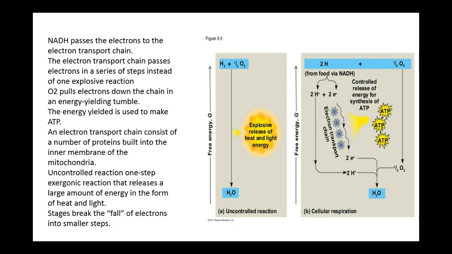And this is the graphic about this electron transport chain. It is a series of steps, a series of steps down an energy gradient. So you're going from a high energy to a lower energy in little manageable ways. And so it's a series of steps instead of one explosive reaction, and that's what you're seeing in the graphic. On the left, the uncontrolled reaction. If in fact all of these electrons were released at once, you'd have an explosion.